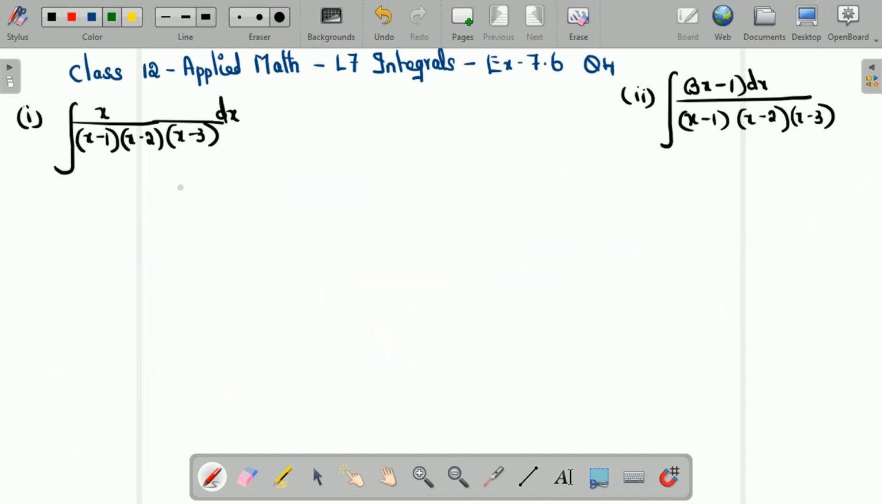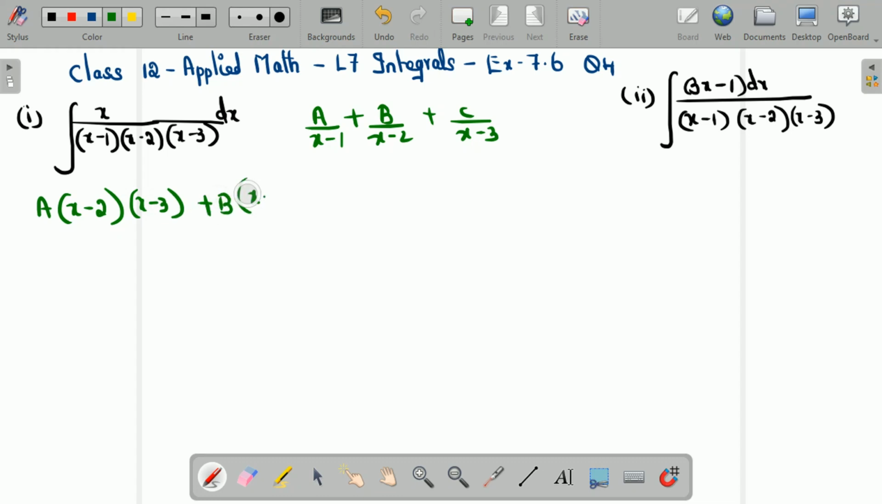Let's take the second subdivision. Here I'm going to break the partial fractions as A by x minus 1 plus B divided by x minus 2 plus C divided by x minus 3, like what we did in the same case, but this time it is equal to 3x minus 1. So if you cross multiply, it will become A into (x minus 2)(x minus 3) plus B into (x minus 1)(x minus 3) plus C into (x minus 1)(x minus 2), but this time it is equal to 3x minus 1 because the numerator in this case is 3x minus 1.